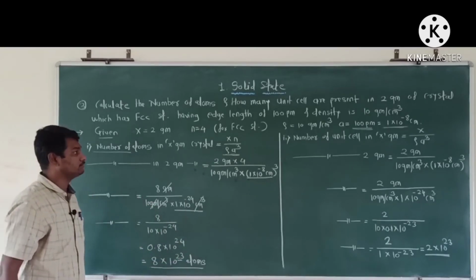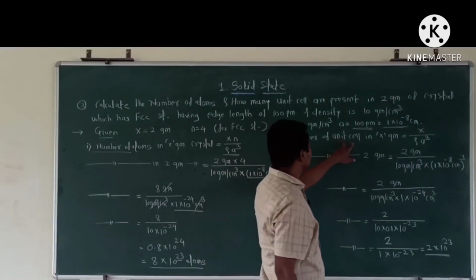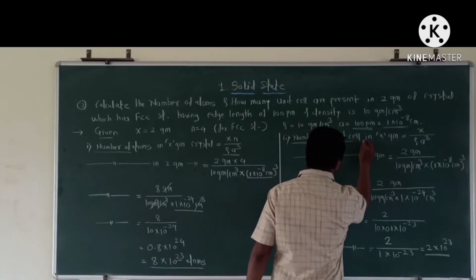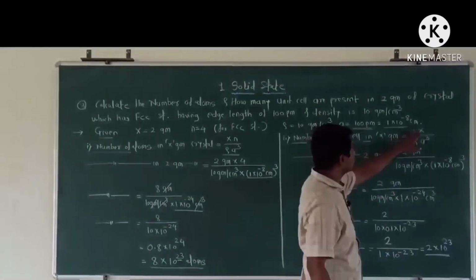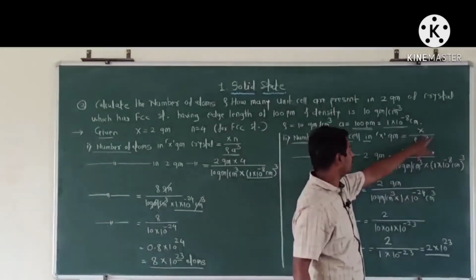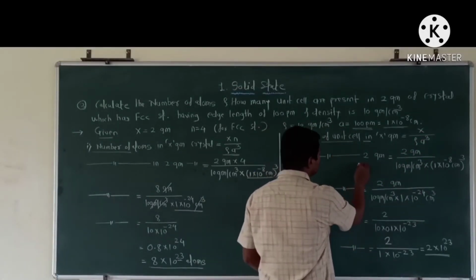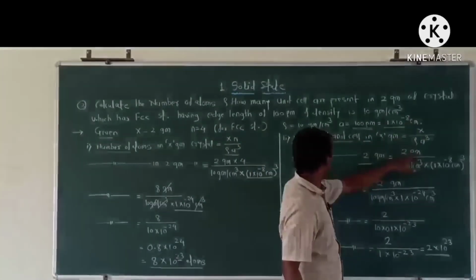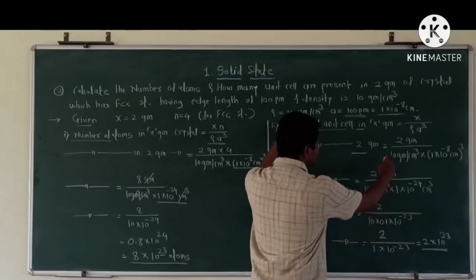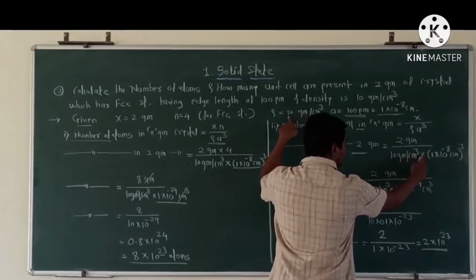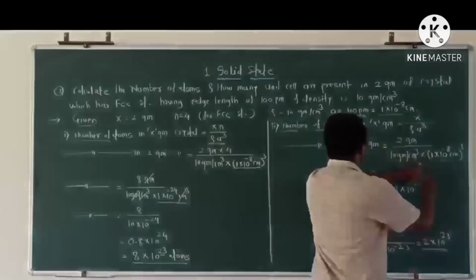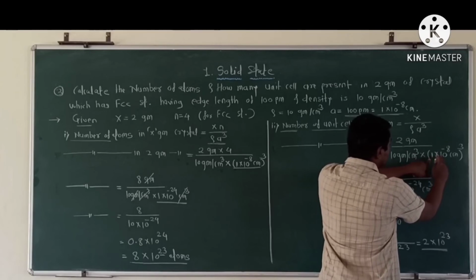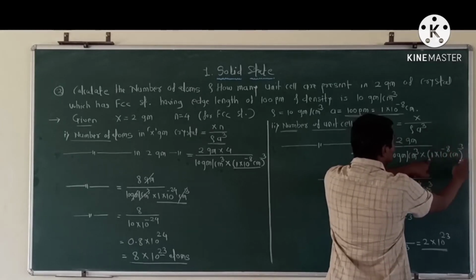Now second, find out the number of unit cells in 2 gram. For that purpose, use the formula: number of unit cells in x gram is equal to x upon density into a cube. Now put the given quantities in this equation: x is equal to 2 gram, density is 10 gram per centimeter cube, into a cube, a is 1 into 10 raised to minus 8 centimeter, raised to 3.